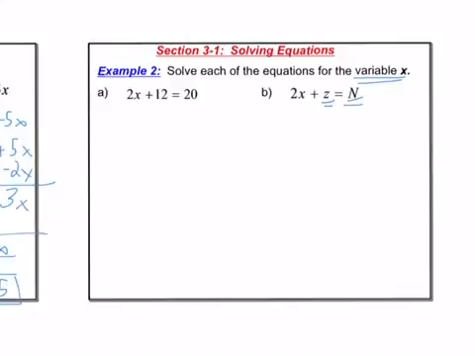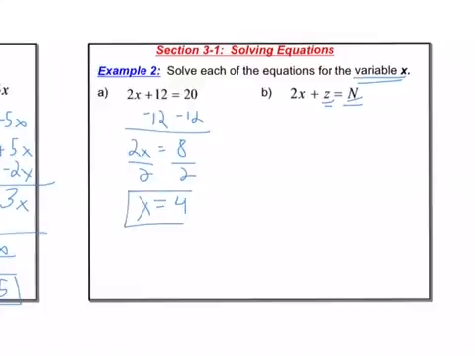So if you go through the process of solving this, we're going to subtract 12 from both sides. So 2x is equal to 8, then divide by 2, so we get that x is equal to 4. Okay? And then in example 2b, we're going to follow the same process.